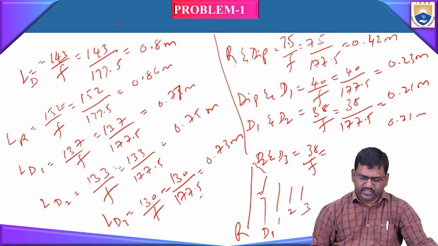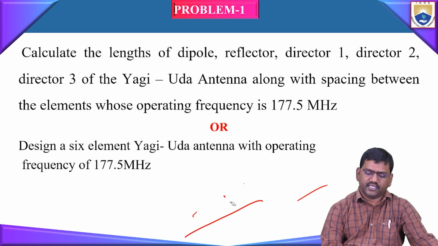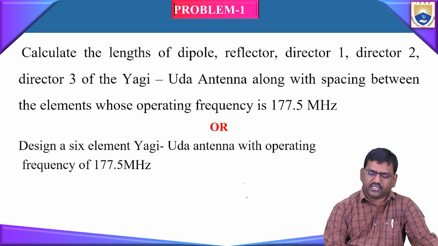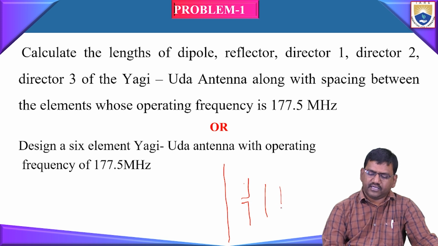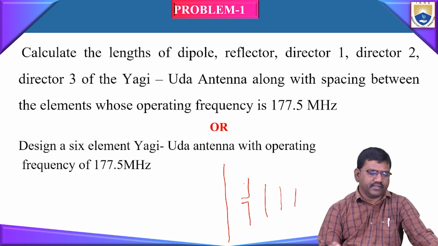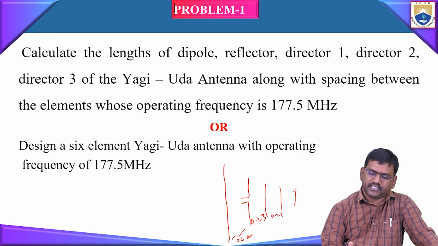We need to represent it in the figure. So like this, we need to represent the spacing. Finally, what we need to do is draw the dipole antenna, the reflector, director 1, director 2 and director 3. The spacing between these is 0.42. We need to represent it here, and this is 0.23 and this is 0.21. The spacing is 0.21 here.